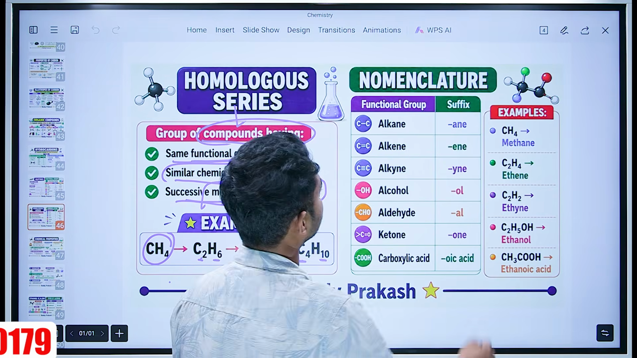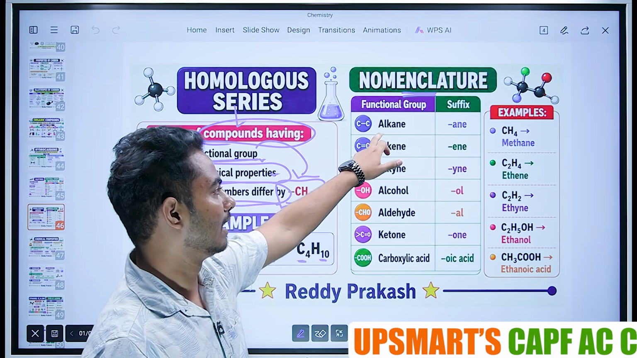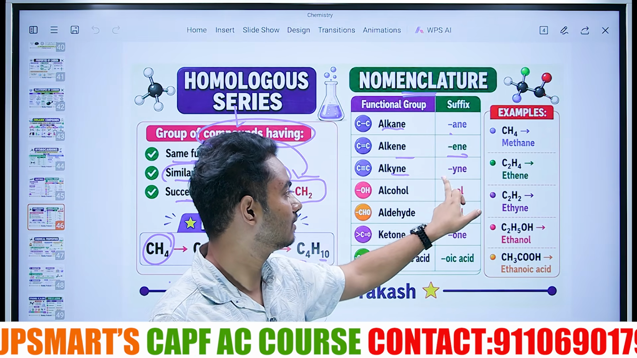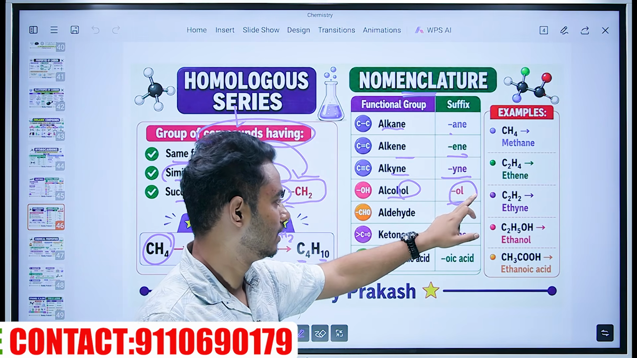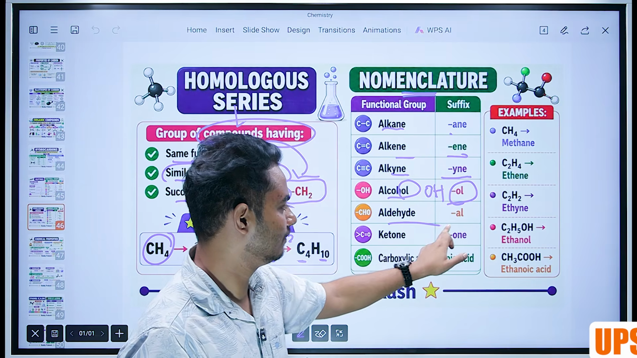Yes. Now the nomenclature. I told you, alkane will end with ane, alkene will end with ene, alkyne will end with yne, alcohol will end with ol, and it will have a functional group of OH. Aldehyde will end with al.